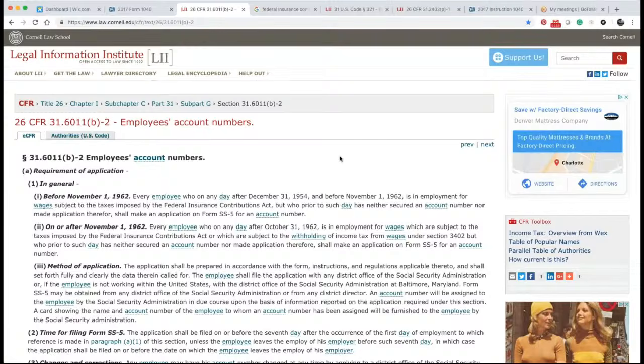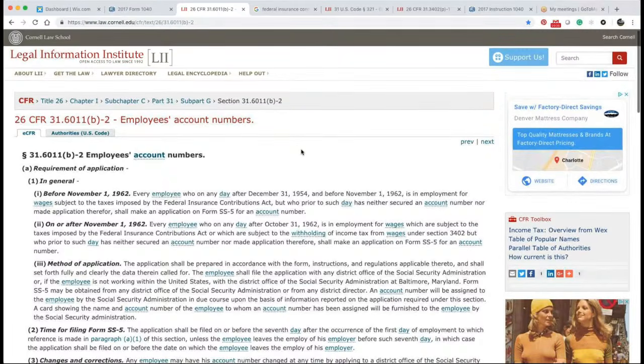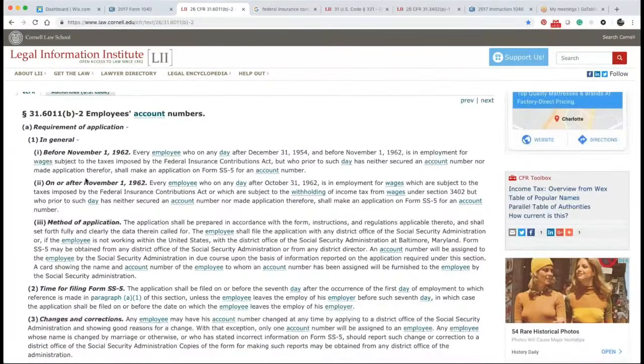26 CFR 31.6011(b)-2, employees' account numbers. Requirement of application, in general. I'm skipping number 1 because that's before 1962 and may not apply to most people right now. But here we go. 2.